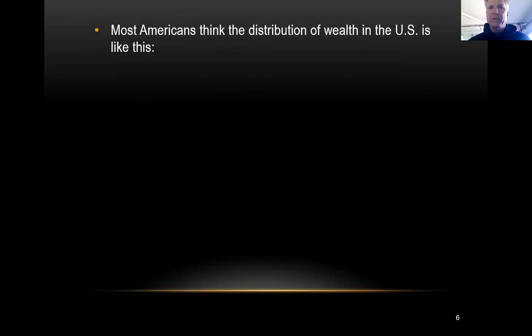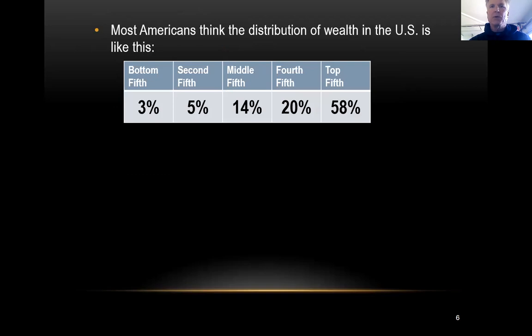So this is what they found in their study. Most Americans think the distribution of the wealth in the United States looks like this. So on average, the people in this survey felt that 3% of the wealth was probably down in that bottom 5th quantile. And then if you took the top quantile, the guess was 58% of the wealth controlled by the top 20% of the US population. And then you can see the other categories here.